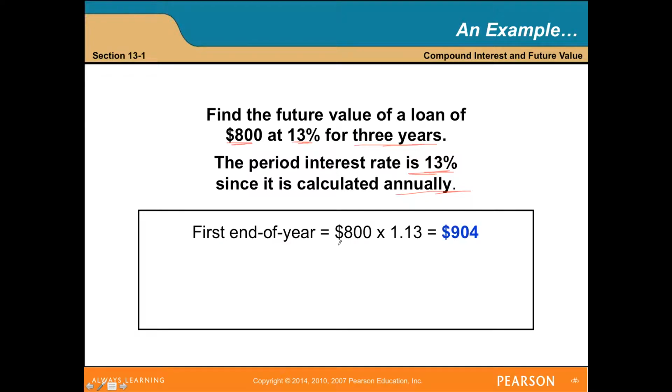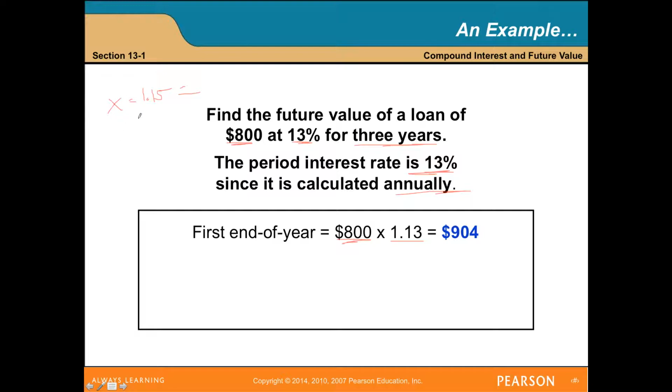Now, first end of year, $800 times 1.13. And the reason why we do that is because we're adding. So if you ever want to find out, what is a 5% increase to $50? Or this would also help when you're trying to calculate how much tip to give in a restaurant. If you have whatever amount your bill is, and you want to increase that by 15%, all you have to do is multiply that by 1.15, and then you get your final answer.